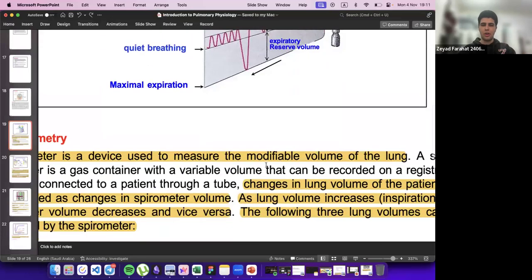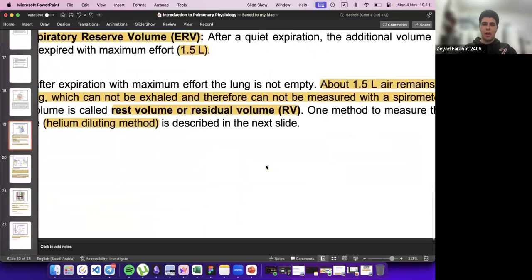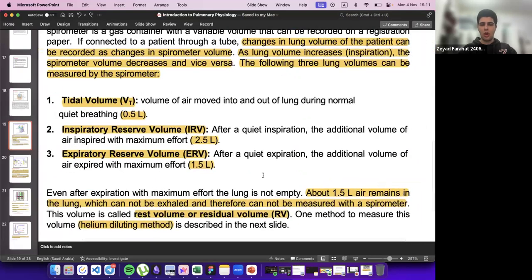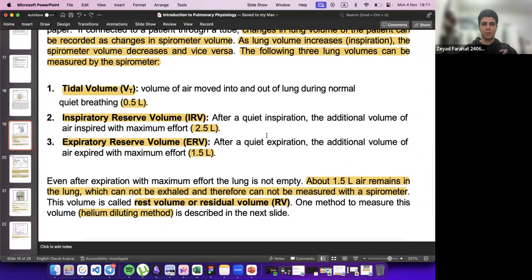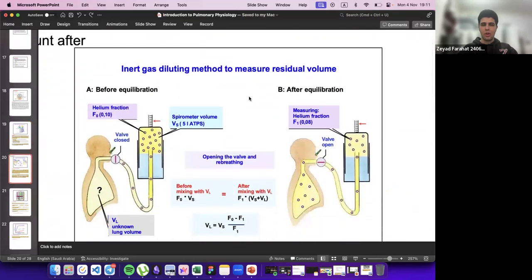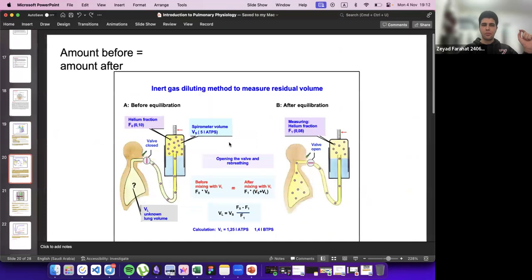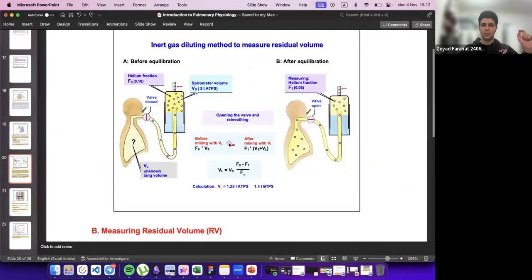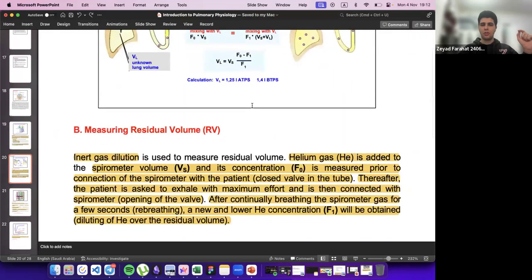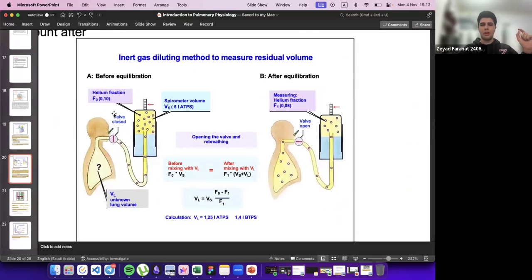So we'll talk now about the capacities. And for the amounts of volumes, you do have to know them. They're very important. So how do we measure? Okay, sorry. So how do we measure these volumes other than the spirometer?